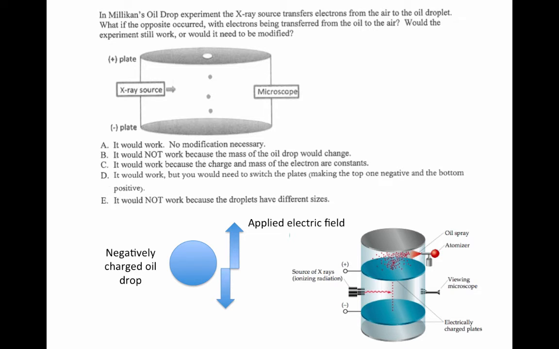Okay? Looks like the best choice would be D. It would work, but you would need to switch the plates. You'd need to make the top one negative and the bottom one positive if the particles were now positively charged. But remember, they're negatively charged, and that's why we're able to suspend them with that initial setup. So clearly within this question, in order to answer it, you need to have some insight both in terms of the setup and how it worked.